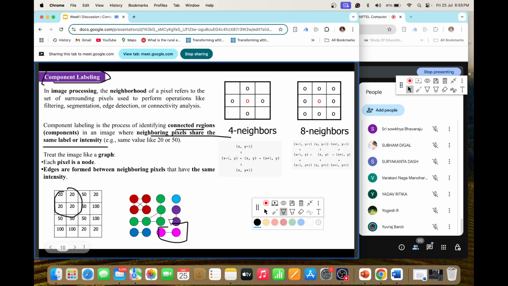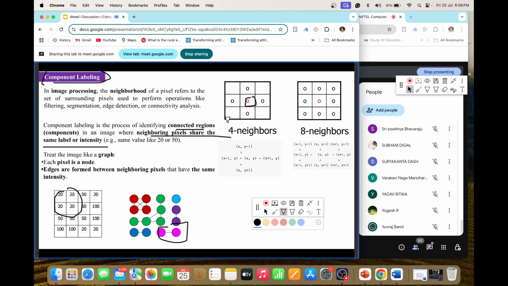Okay, so this is component labeling. In component labeling, one important concept is neighborhood. If we choose a pixel, the pixel has neighbors, because it is surrounded by other pixels. Those are known as the neighbors of the pixel.